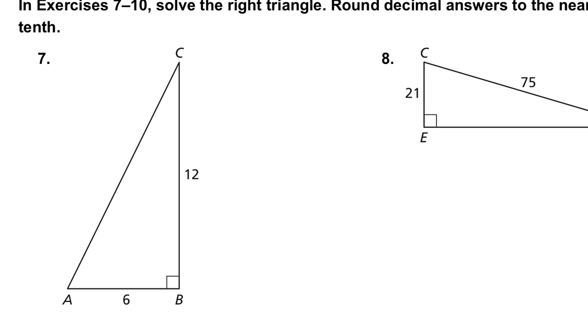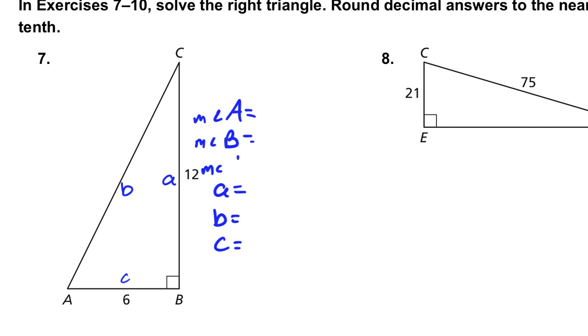So my hypotenuse in number 7 will be represented as little b. Across from A, the side length with the 12 would be little a. And then across from C, which is 6, would be the little c. So when they ask to solve, we're eventually going to want to know what is a, what is b, what is c, and we're also going to want to know what is the measure of angle A, what is the measure of angle B, and what is the measure of angle C.